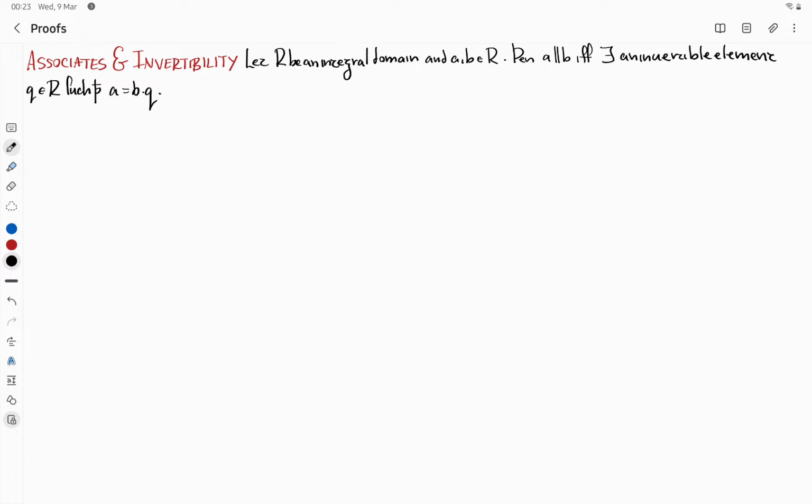Alright, so we're proving an equivalence. So we shall demonstrate both implications. So first, right to left.